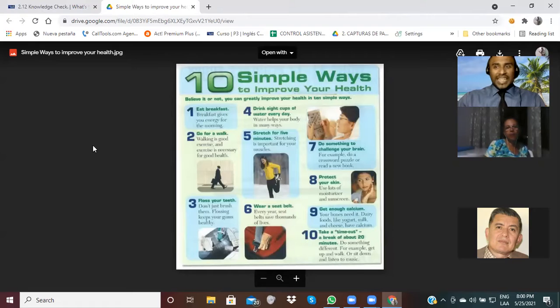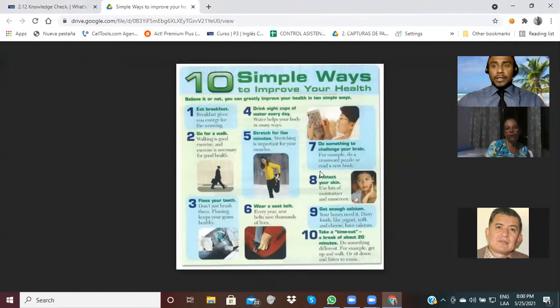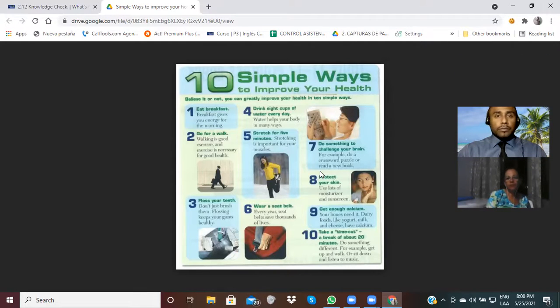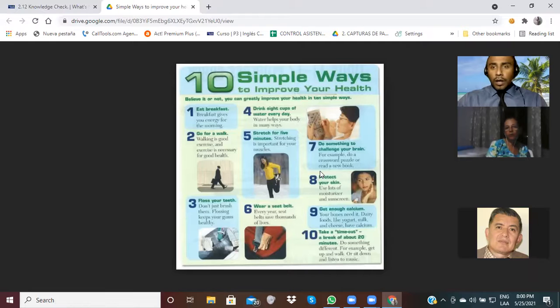Floss your teeth. Drink 8 cups of water every day. Stretch for 5 minutes. Wear a seatbelt. Do something to challenge your brain.